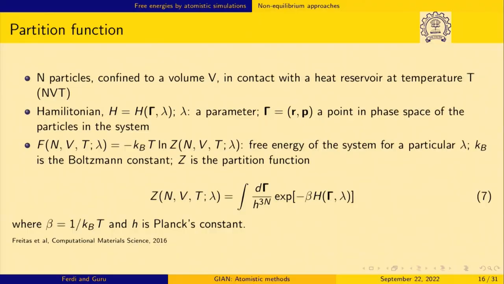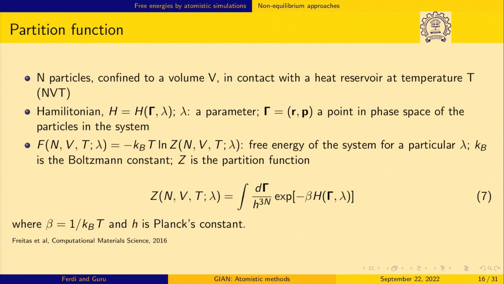Now there are some technical details which I just want to go through, because there are some clever things that are done using this. We are considering N particles confined to a volume V, and the system is in contact with a heat reservoir at temperature T. What does that mean? We are dealing with an NVT ensemble. Now we write the Hamiltonian. The Hamiltonian is a function of the point in phase space. R is my position, which Ferdi called x this morning. P is the momenta. So they are vectors. If you are in three dimensions, you will have 3N components of R and 3N components of P. If you are in two dimensions, you will have 4N total degrees of freedom. So it is a point in the phase space of the particles in the system.